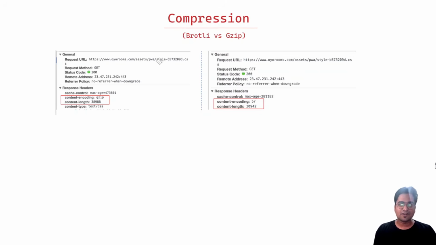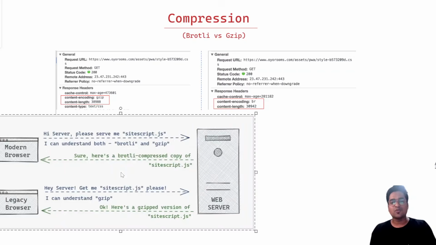We can see one example from OYO, who have shared their report and thesis. We can see that earlier the size was around 38 KB, and now you can see it's around 30 KB over here, right? So that's a difference we can see. It is approximately an 8 KB reduction, right? By just enabling Brotli. So that's a big deal, right? So you get a lot of benefit.